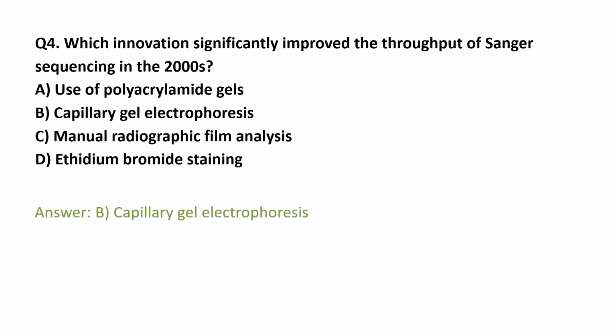So the answer is capillary gel electrophoresis. Capillary gel electrophoresis was a significant innovation introduced in the 2000s that greatly improved the throughput of Sanger sequencing. This method replaced traditional slab gel electrophoresis with capillary-based systems, offering several advantages. First one was automation. These capillary systems allowed for fully automated sample loading and detection, reducing manual labor and errors.